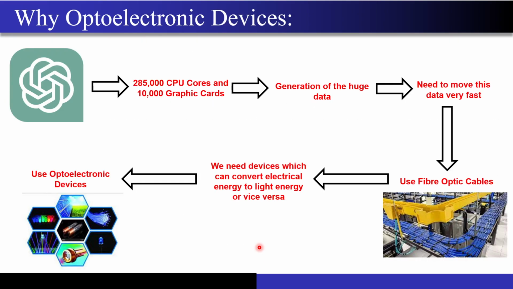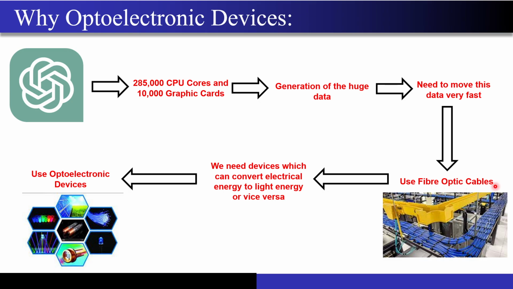Once this need for optical fiber cables is completely understood, now let's try to connect the dots. I have ChatGPT over here. In the background it is running over 2,85,000 CPU cores as well as 10,000 graphic cards, which may be from Nvidia. So it is generating a huge amount of data. If I have a huge amount of data, I need to move this data very fast. If I need to move this data very fast, I have to choose a medium which will offer me a very large bandwidth. Because of that, I selected the optical fiber cables.